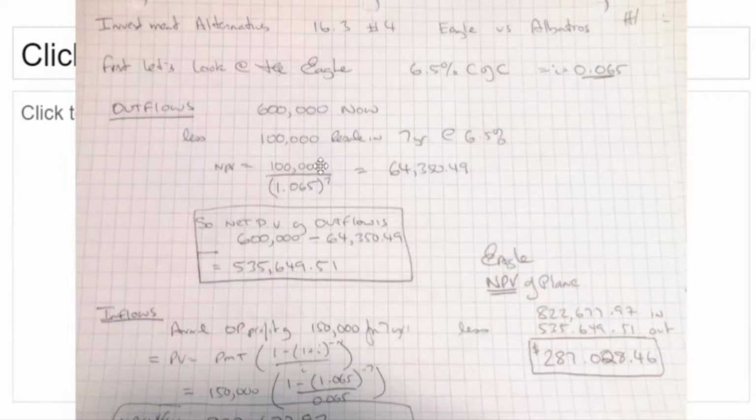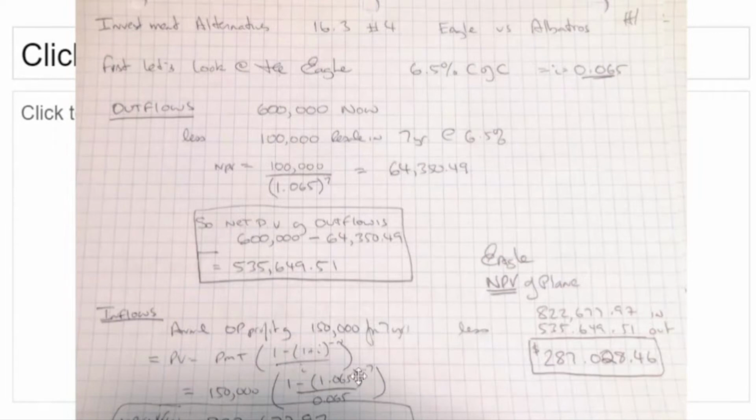Now the inflows of buying the Eagle deals with how much money it can make, and it says that the annual operating profit is $150,000 for 7 years. So that's just an annuity for $150,000 for 7 years. We do the math on that, and that comes to $822,677.97 in.